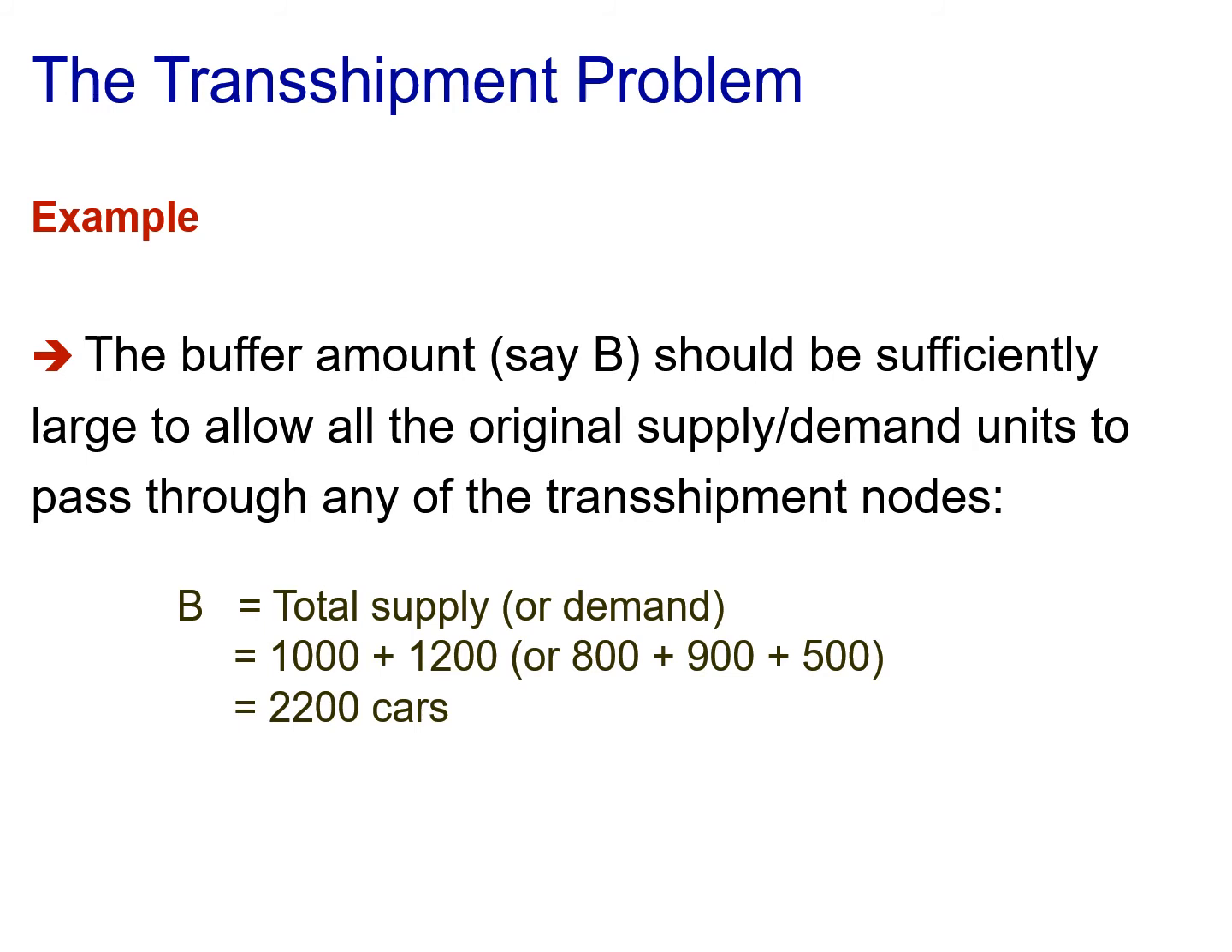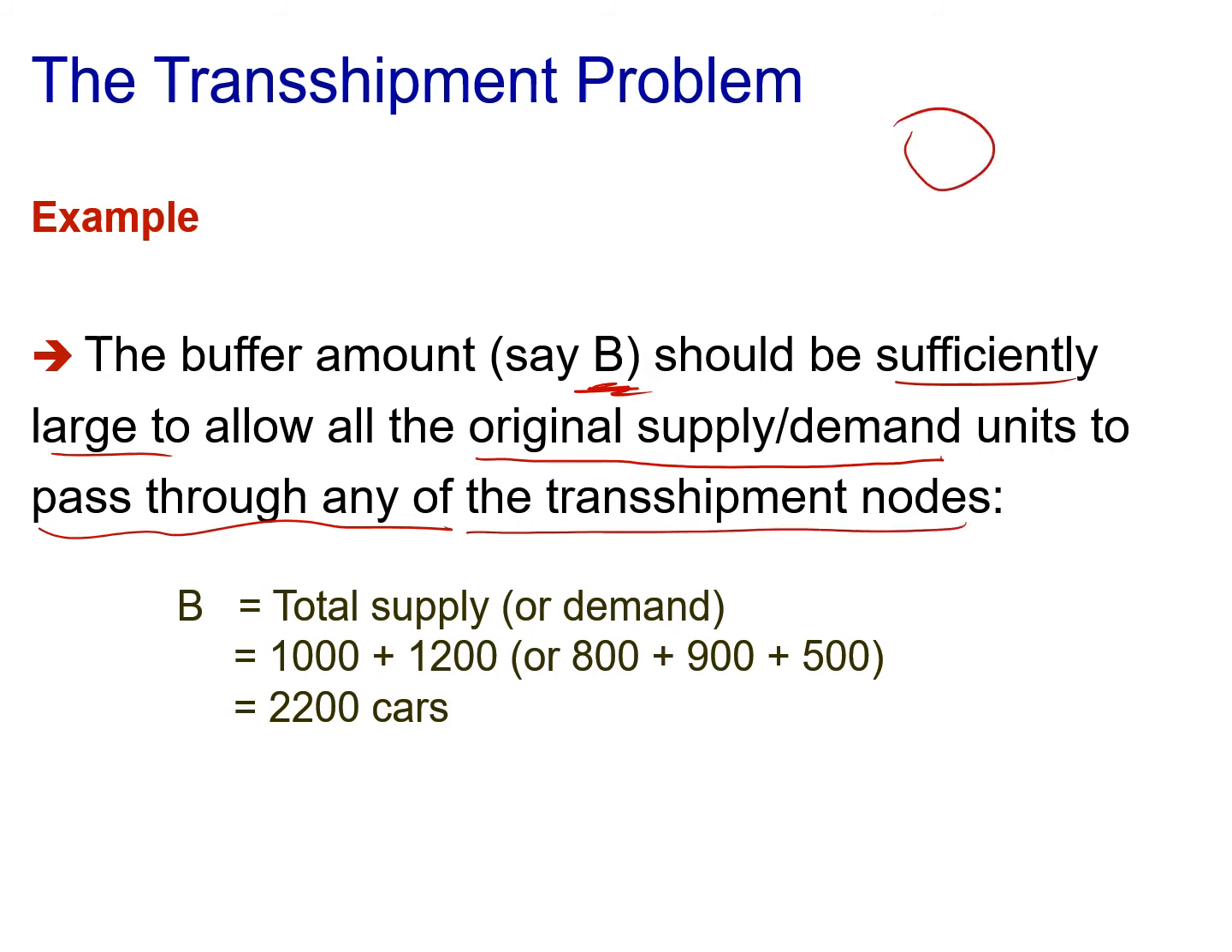Now, let's discuss the buffer. The buffer amount, we will name it as B. It should be sufficiently large to allow all the original supply or demand units to pass through these transshipment nodes. Remember, this is T1, and it's connected to these supply points P1 and P2, and the supply amount here was 1000 and here was 1200.